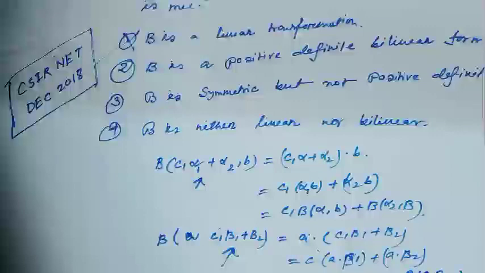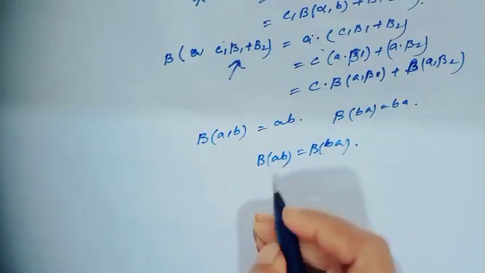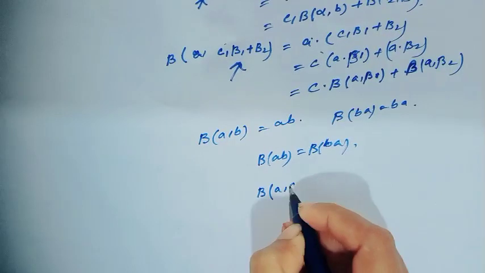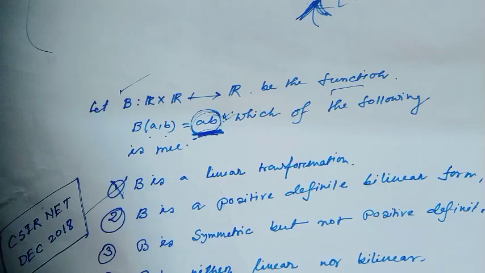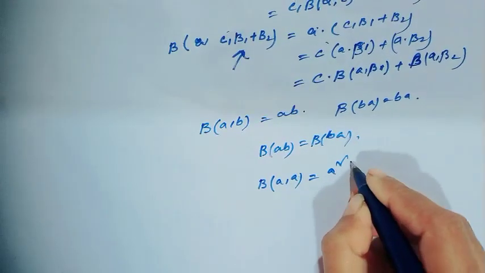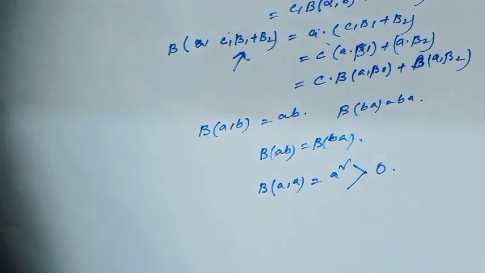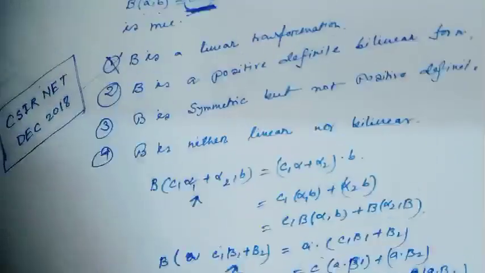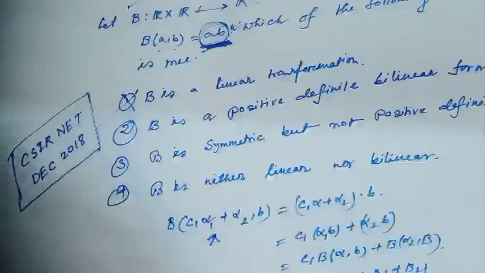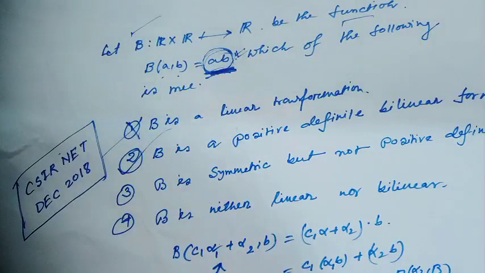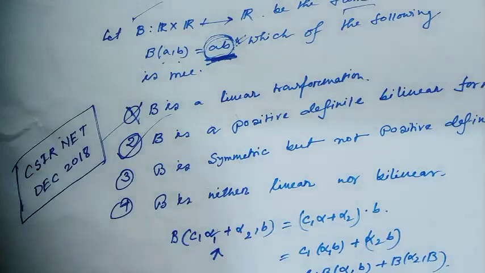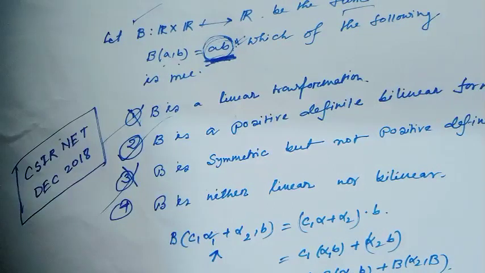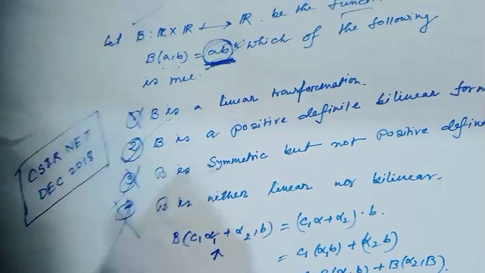And next we have to check the positive definiteness. For positive definiteness, B of (a, a) equals a square, and since the mapping is defined from R cross R to R, a square for a nonzero real number is always strictly greater than 0. So this is obviously positive definite. That means option 2 is the right option. B is a positive definite bilinear form. Option 3 indicates B is symmetric but not positive definite. This is wrong. Option 4, B is neither linear nor bilinear. This is also a wrong option.